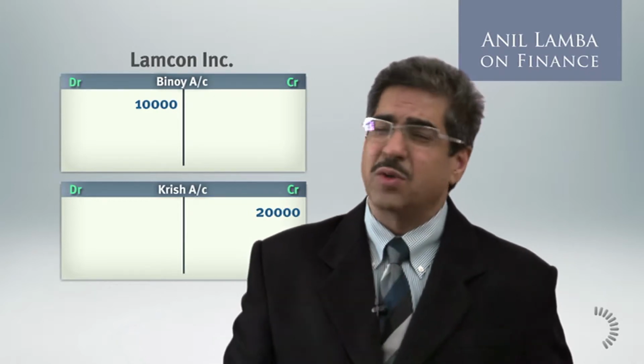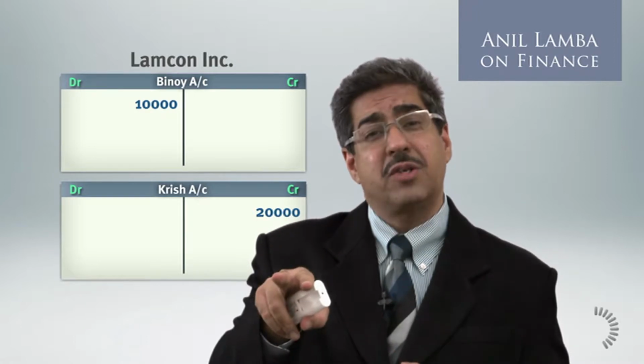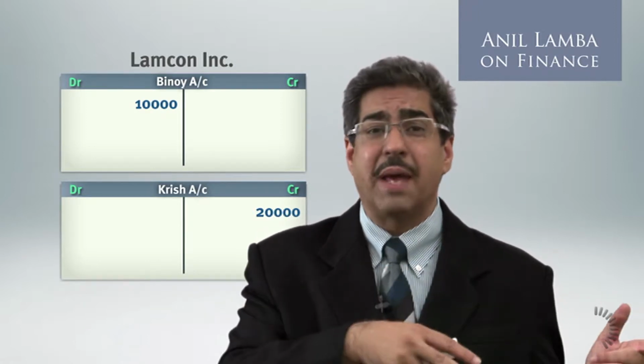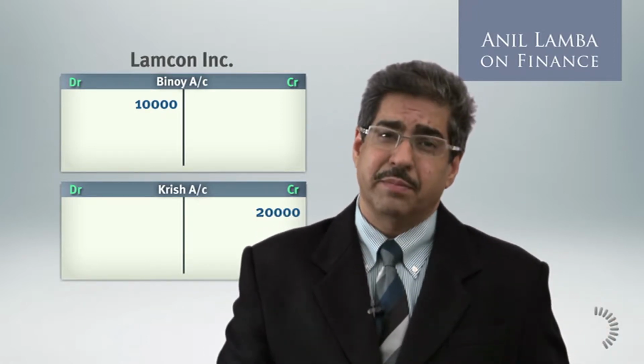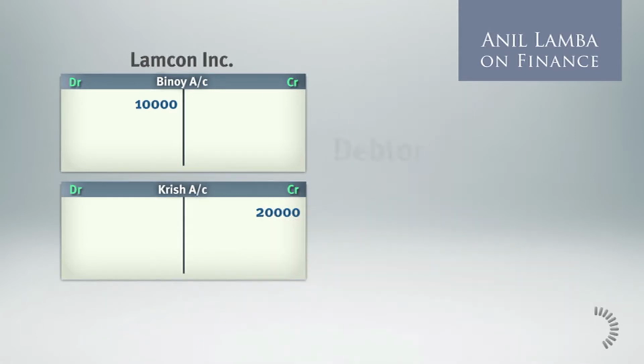I think one thing is going to be clear to you, even at this stage, is that whatever relationship these two gentlemen have with Lamcon seem to be opposite. Why do I say the relationship is opposite? Because the numbers are on opposite sides. It tells you one of them must be a vendor to us and the other person is a customer. One person owes money to Lamcon and the other person Lamcon owes money to. One is a debtor and the other one is a creditor.